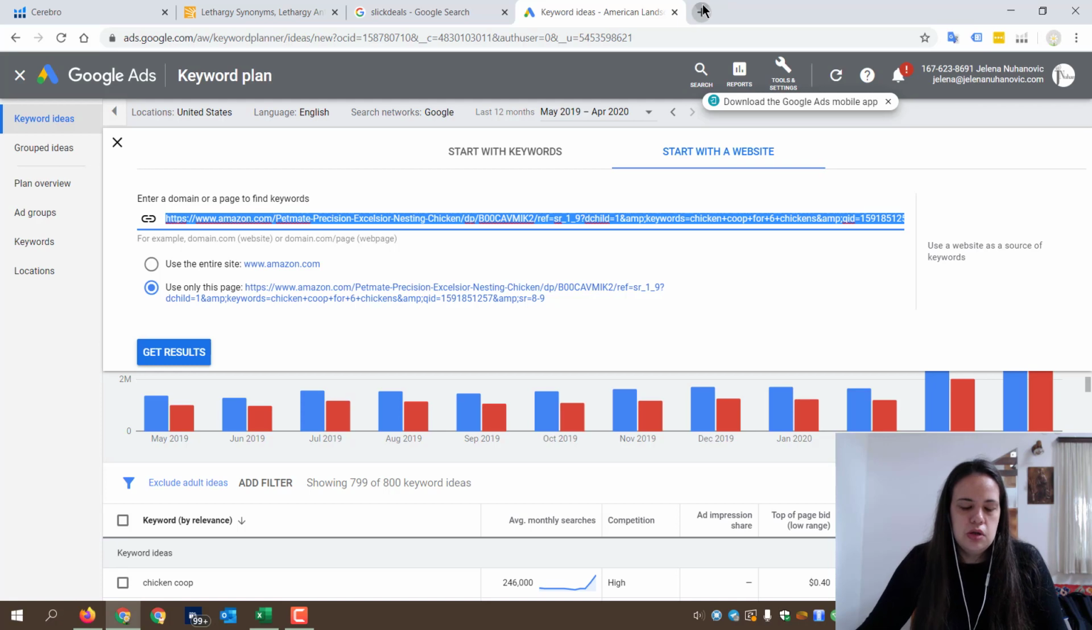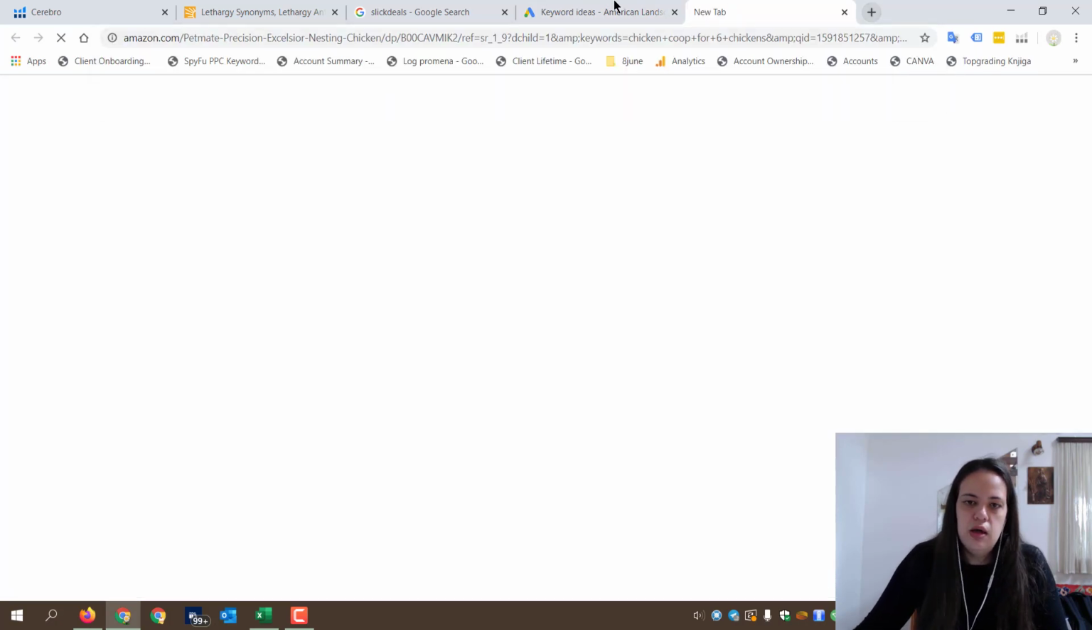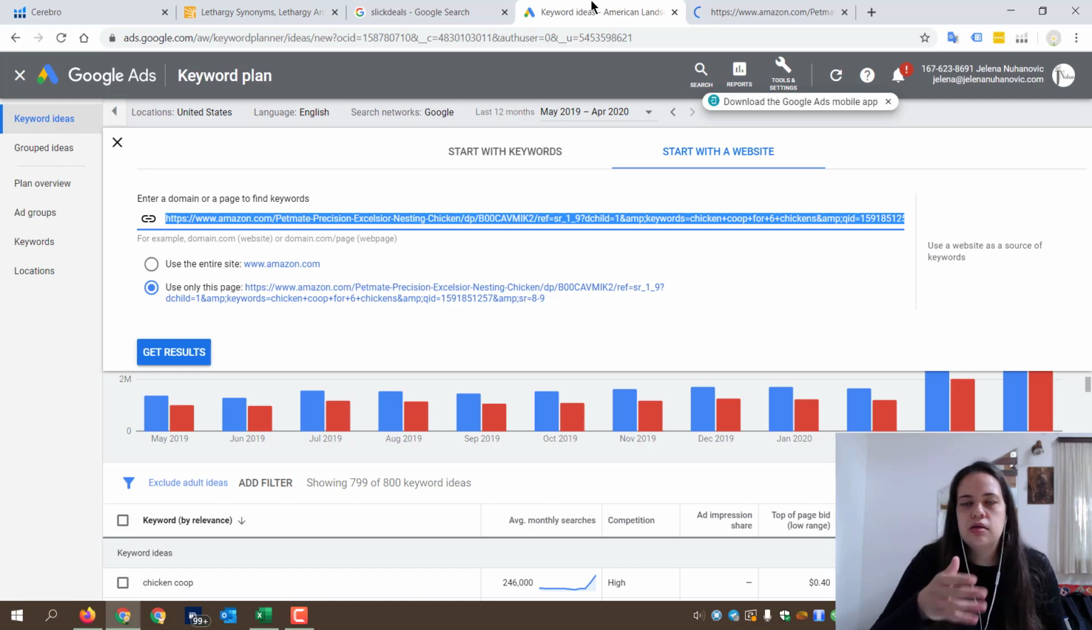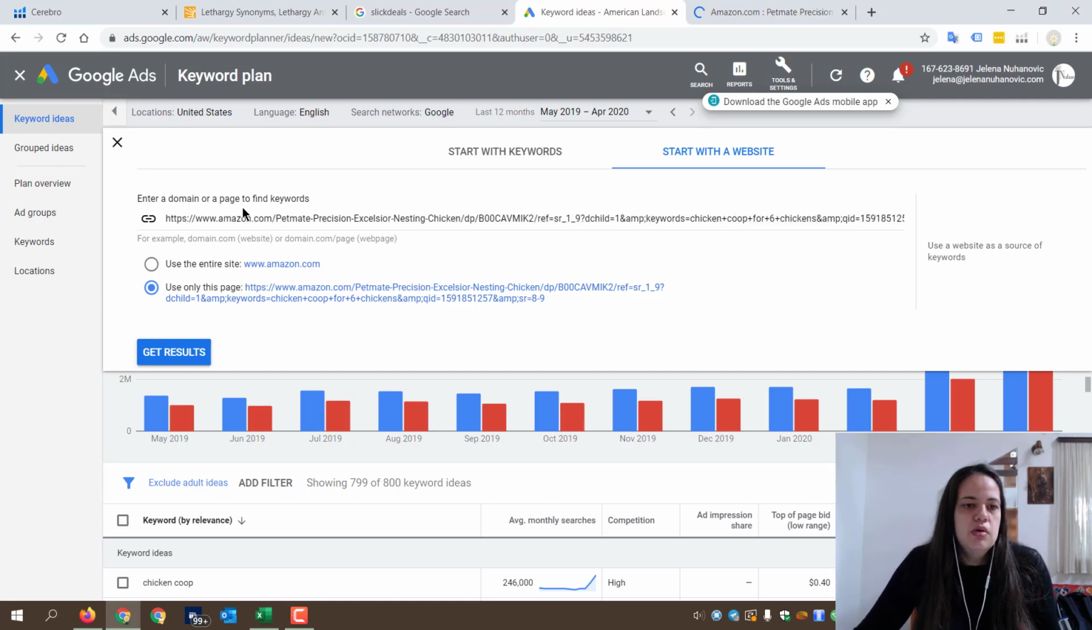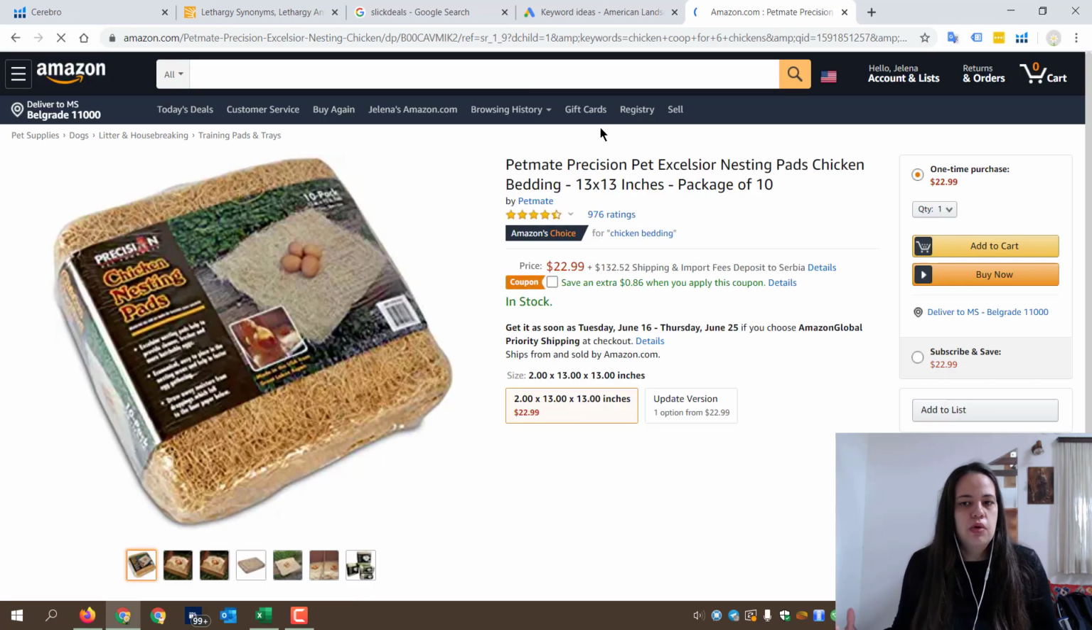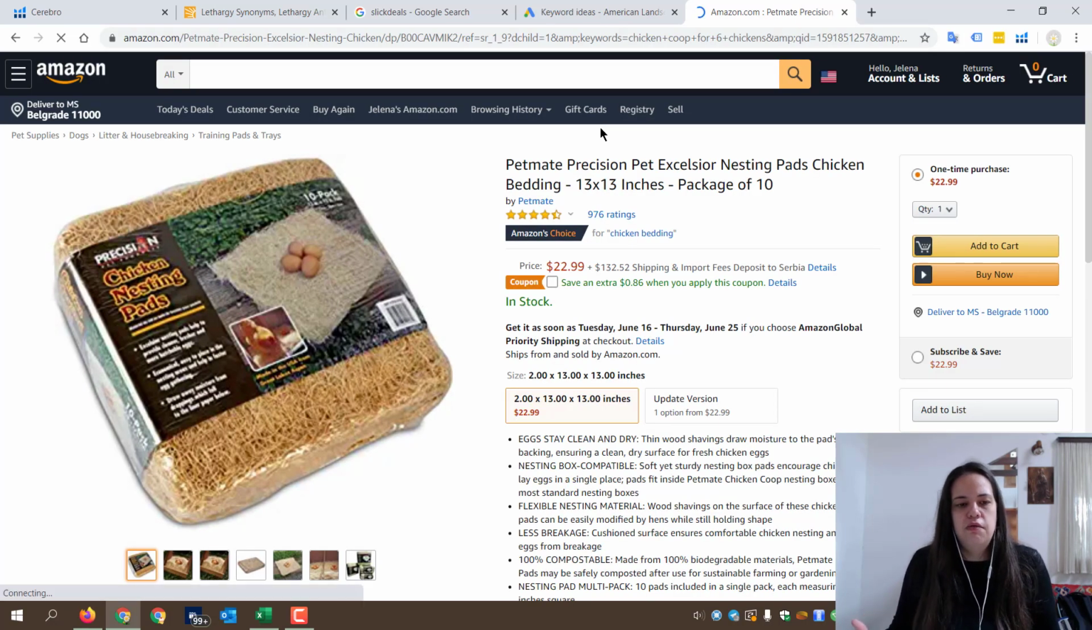There are two ways in which you could use Keyword Planner. Of course, by entering the seed keyword, similar to how Magnet works in Helium 10, and by entering a page to find keywords. This is very similar by starting with the website or a certain page. This is very similar to doing a reverse ASIN, except that Google has a much bigger, wider pool of keywords that they can offer you.